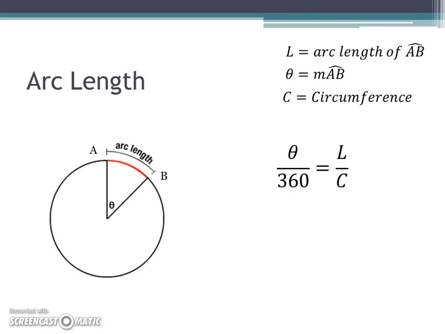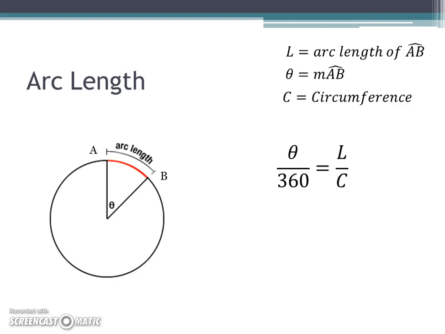All right, so why we need to use this? So to find the arc length, the length around the circle. Now we're not talking about a measurement. We're not talking degrees. We're talking length, like inch, feet, meters. So the formula is theta over 360 equals L over C.